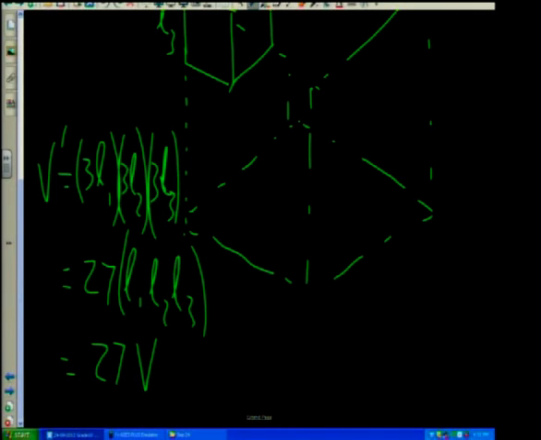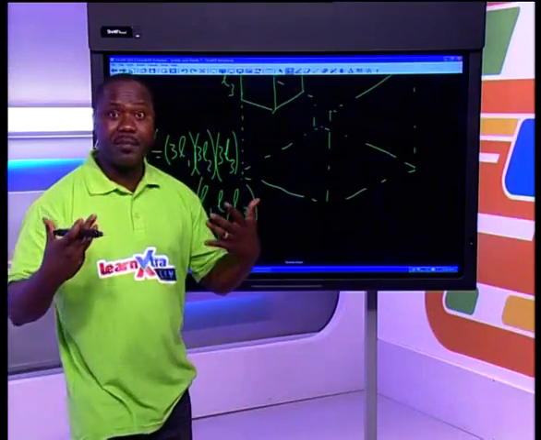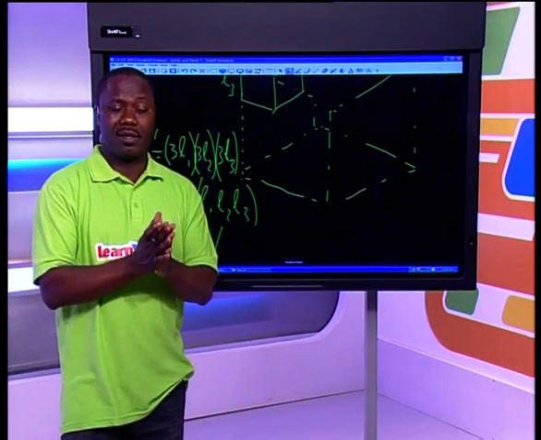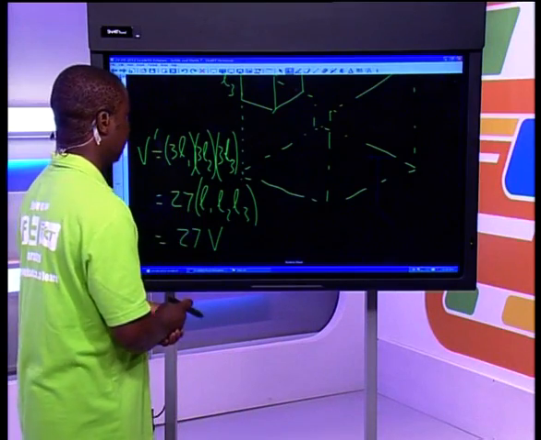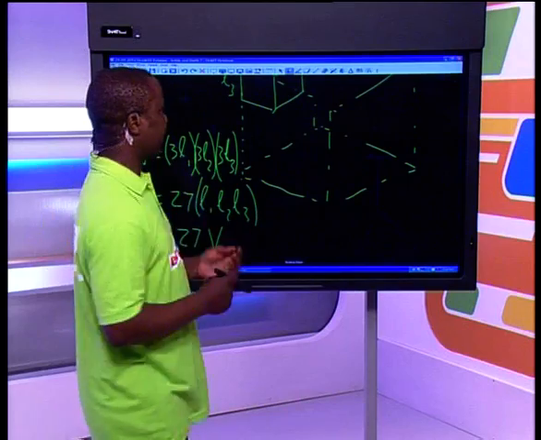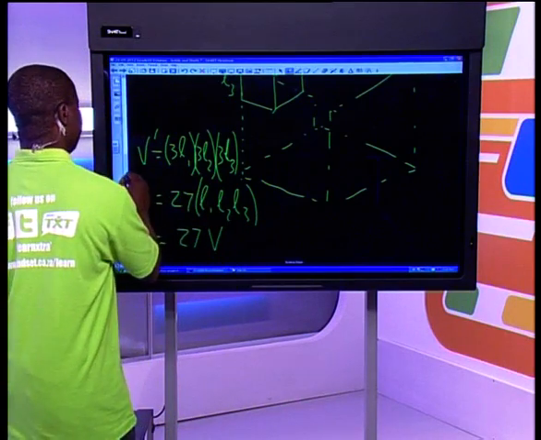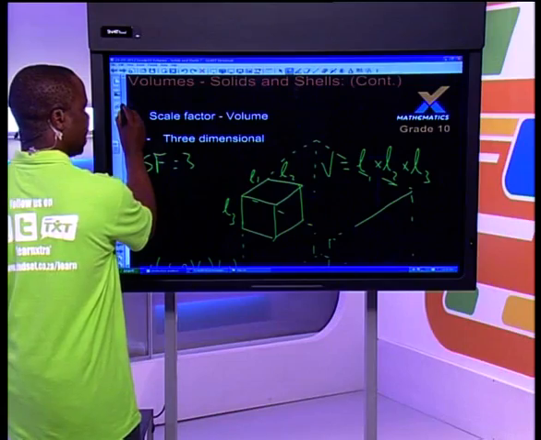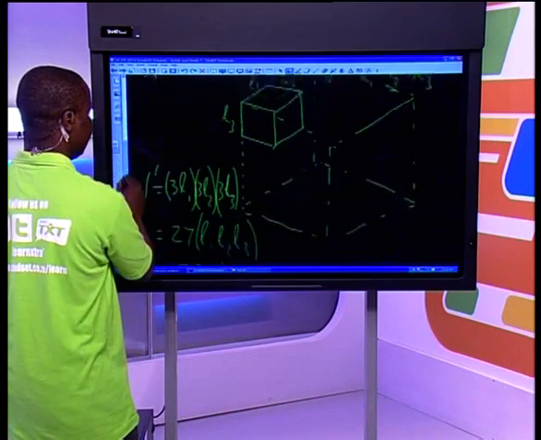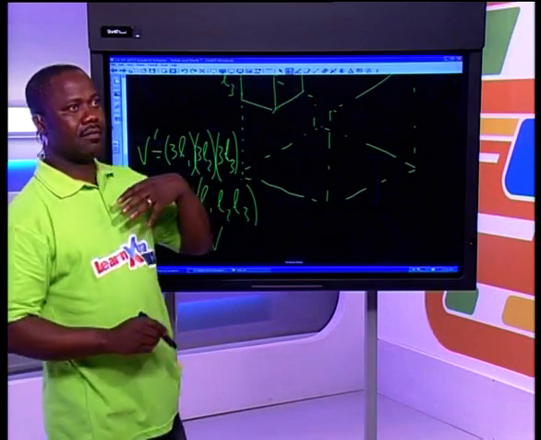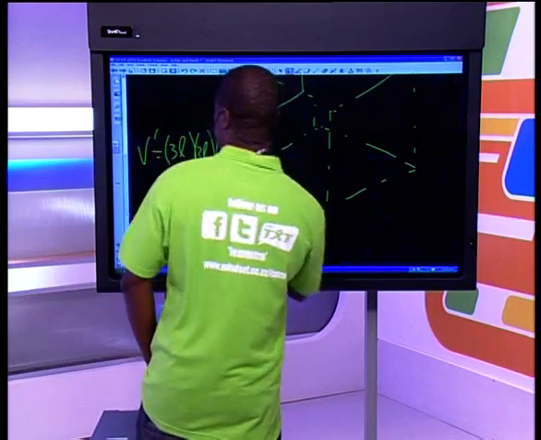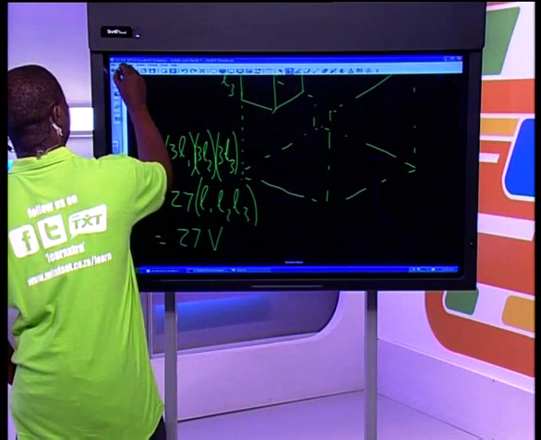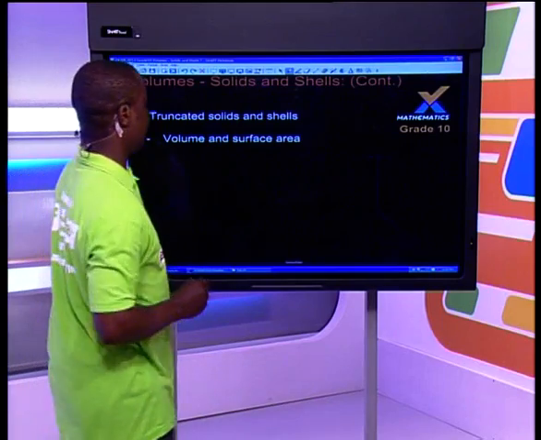So this is the new volume. It looks too big, but that's what repeated multiplication can do of the same factor. So I think I've clarified the issue of scale factors. When it's volume, it's simply going to be a cube of the scale factor.